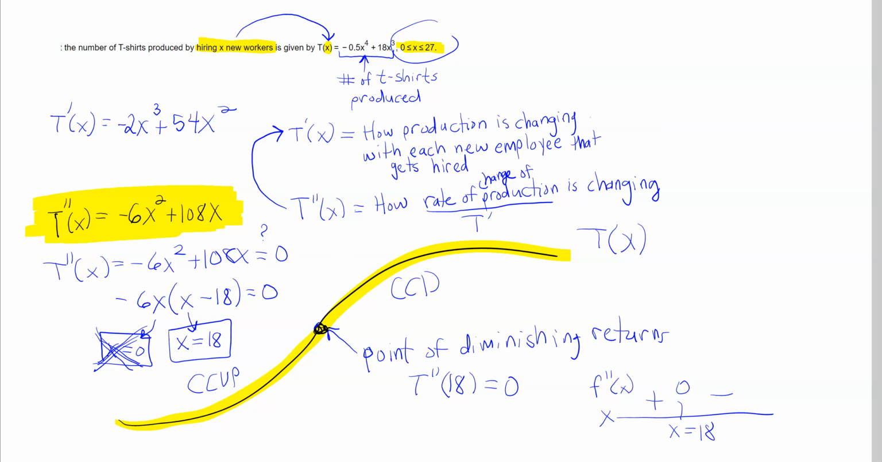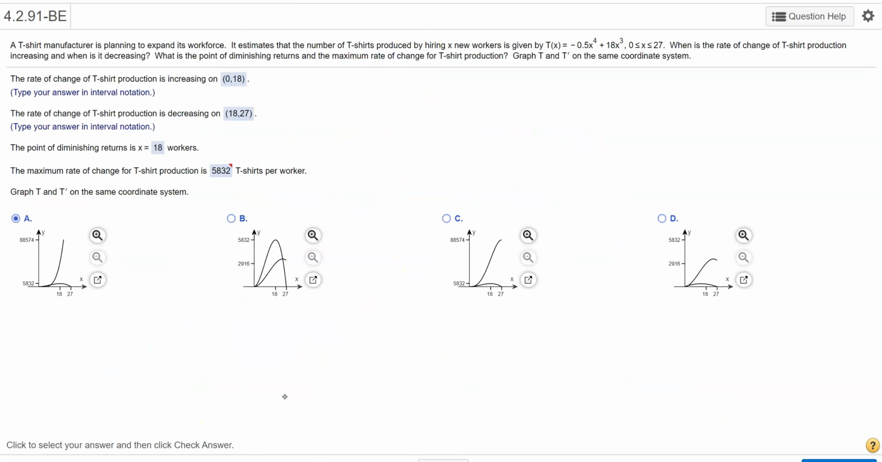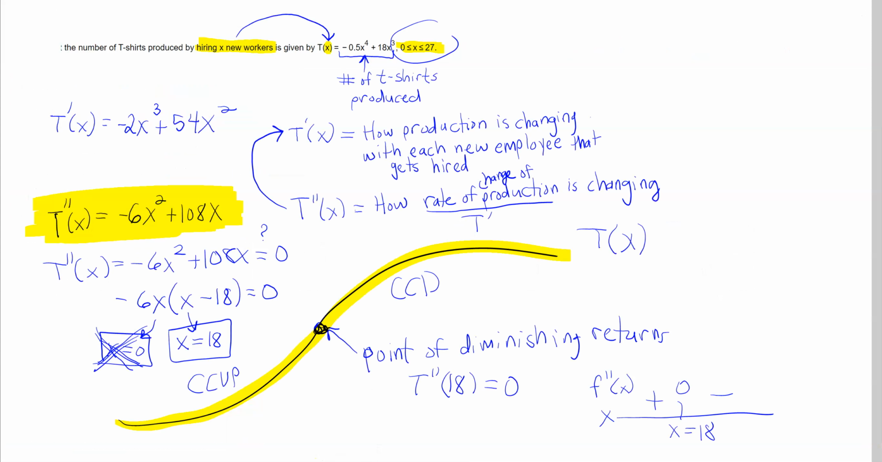And so what's happening with this second question about how exactly was it worded? Let me pop up here. To find the maximum rate of change for t-shirt production. So the rate of change, that's just T prime. If I want to know the maximum rate of change, I'm going to think about the tangent lines on this graph. So I can see that this tangent line starts off pretty horizontal, right?